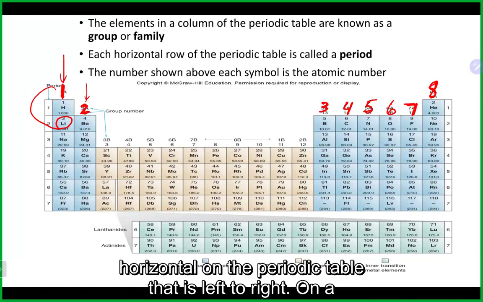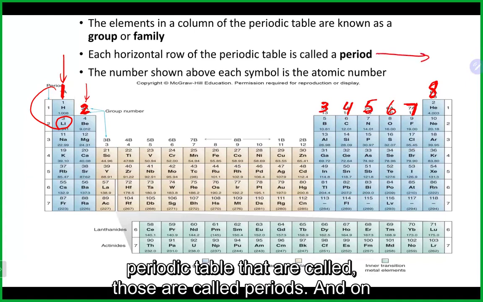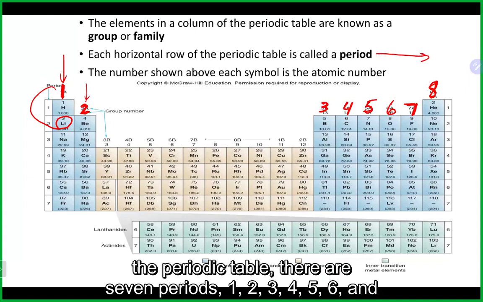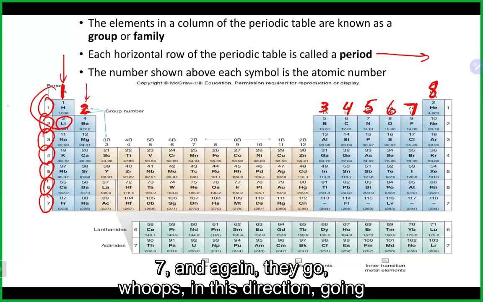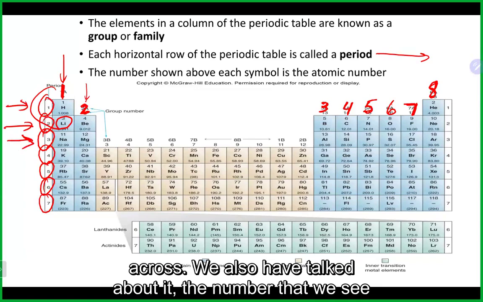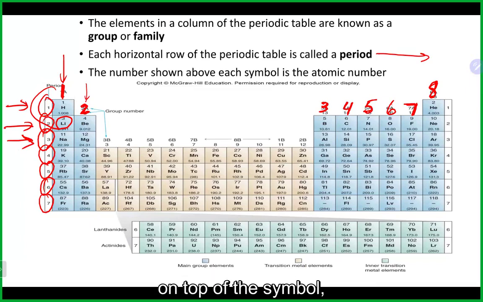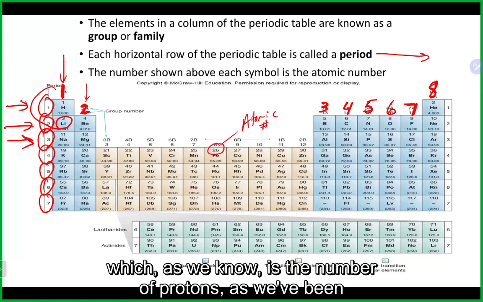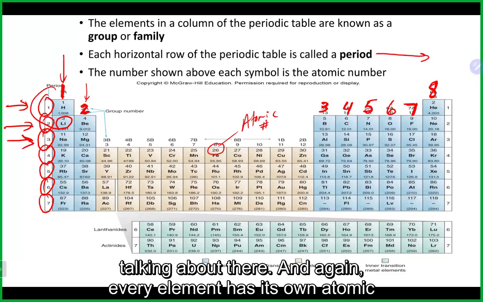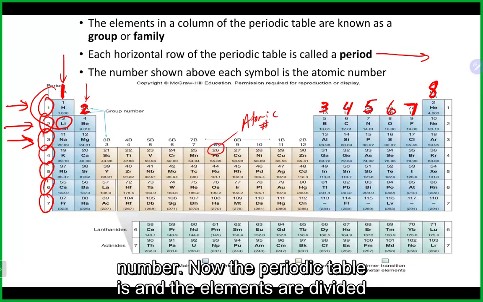Now, going horizontal on the periodic table, that is left to right on the periodic table, those are called periods. And on the periodic table, there are 7 periods, 1, 2, 3, 4, 5, 6, and 7. And again, they go in this direction going across. We also have talked about the number that we see on top of the symbol, which, as we know, is the number of protons, as we've been talking about. And again, every element has its own atomic number.